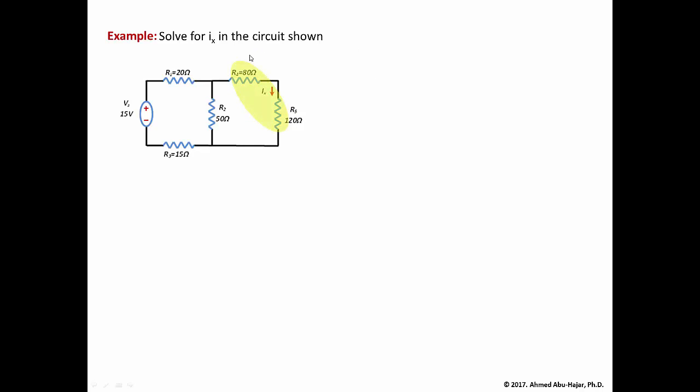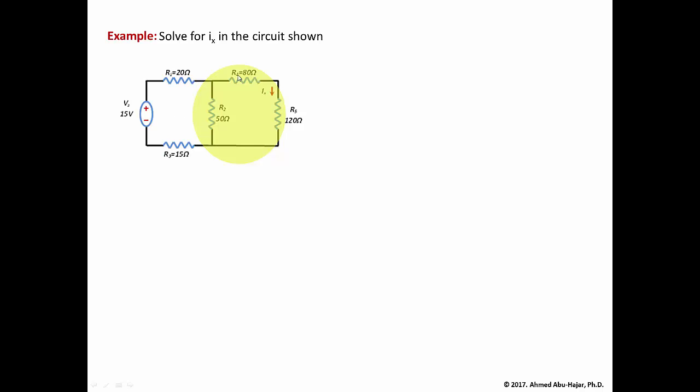This equivalent resistance, which is the sum of those two resistors, is going to be in parallel with this R2 resistor, which is the 50 ohm. So the equivalent of those two series resistors, the 80 ohm plus the 120 ohms, will be in parallel with the 50 ohm resistor. Then those two can be combined into one equivalent resistance. That equivalent resistance is going to be in series with R1, which is the 20 ohm resistor, and also in series with R3, which is the 15 ohm resistor.